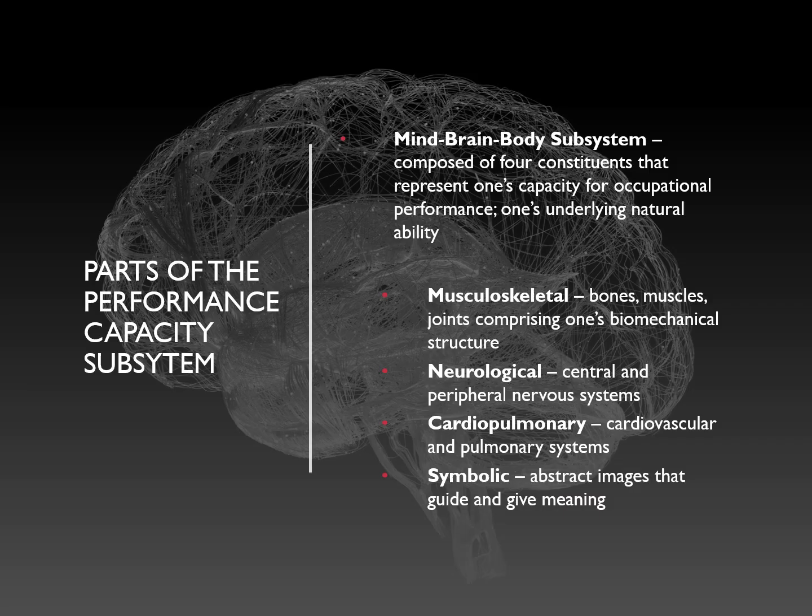Okay, so then we have that third part, which was the performance capacity subsystem. And remember, we said that that was also called the mind, brain, body subsystem. Now, within it, you have the 4 parts. Now, this is where we get into the body and when we work on the body.